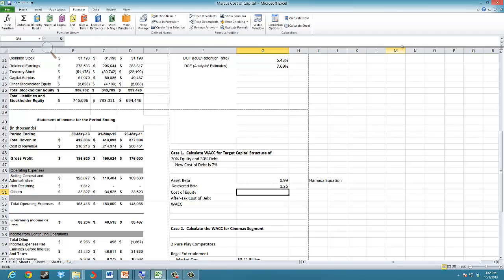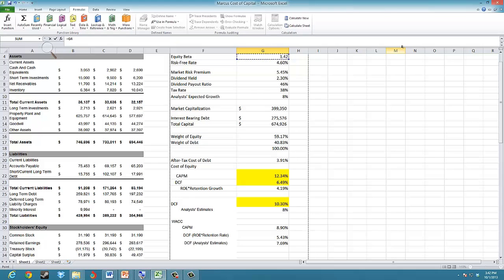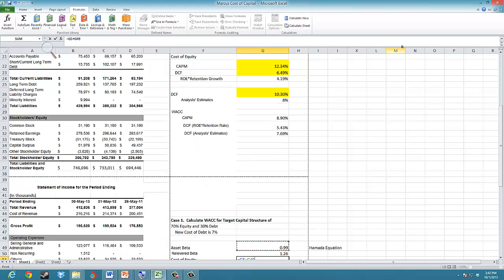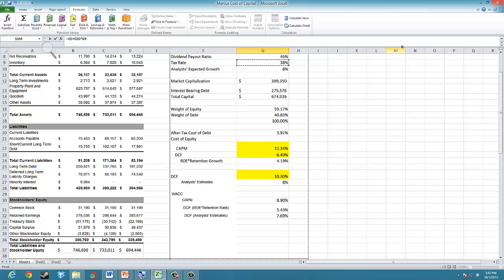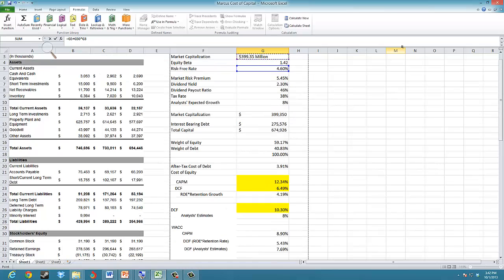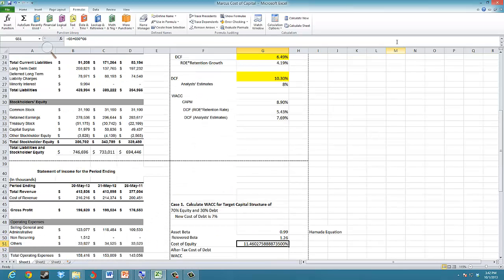Our new cost of equity then, using the capital asset pricing model, would be the risk-free rate of 4.6% plus the new relevered beta multiplied by the market risk premium, or 11.46%.